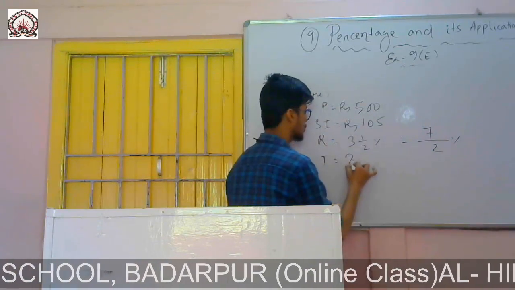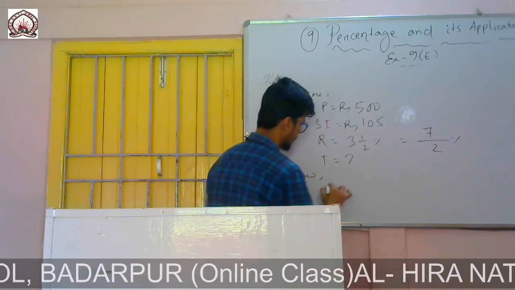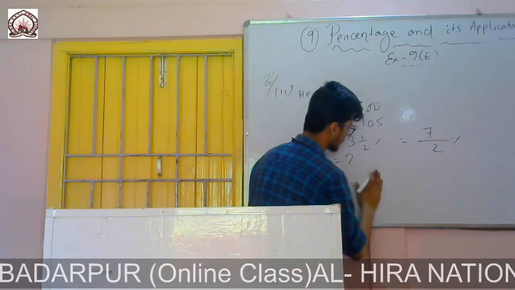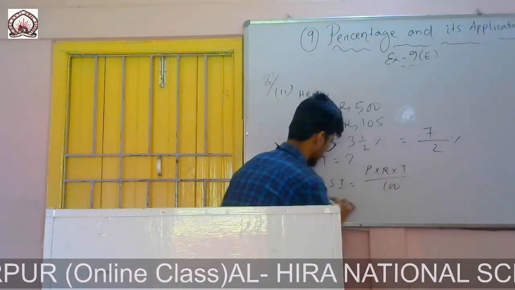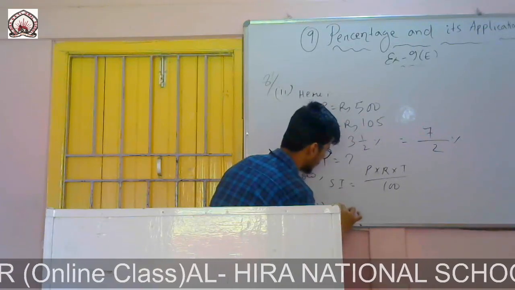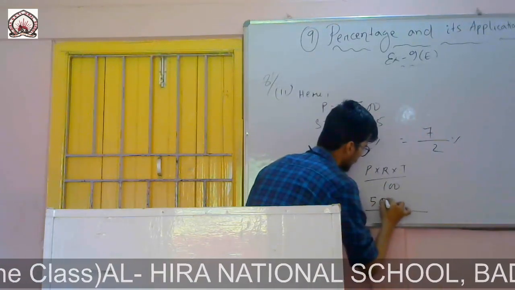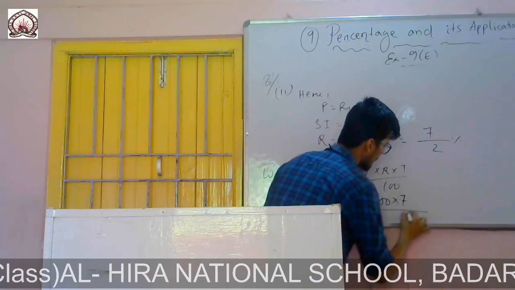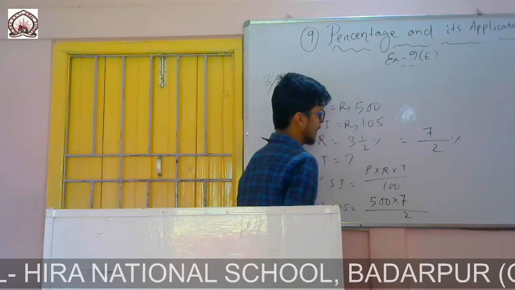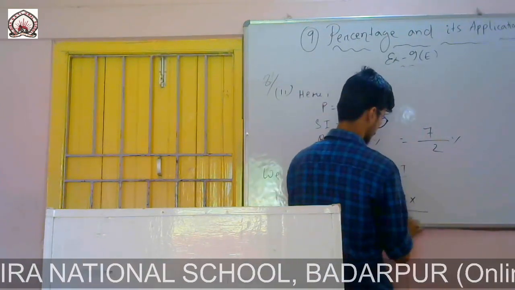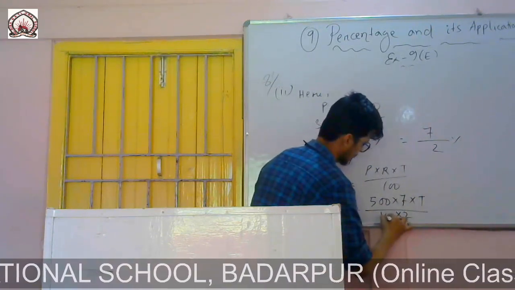So time we don't know. The question is to find the time. So we know SI equals PRT by 100. SI we know is 105. Principal is 500. Rate is 7 by 2, with 2 in the denominator. And they are divided by 100.